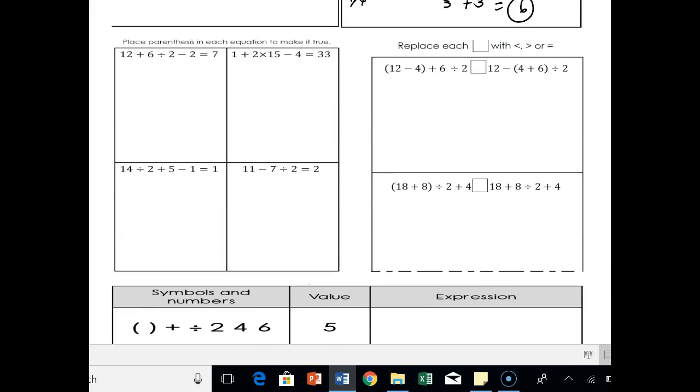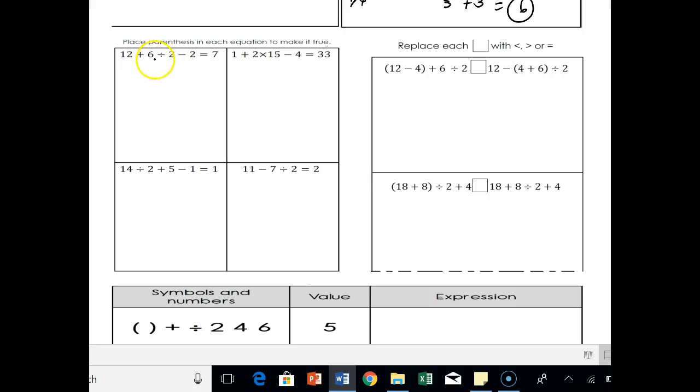Okay. In this final grouping, what you want to do in this section is place parentheses around numbers so you get 7 as your answer, or you get 33, or 1, or 2. And in this one, you want to solve both of them out, and you want to see which one is greater. So I'll do kind of one of each.